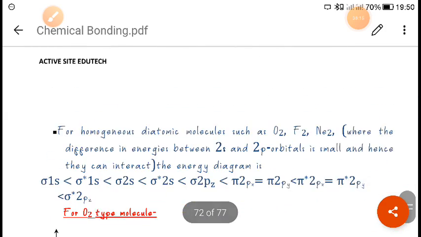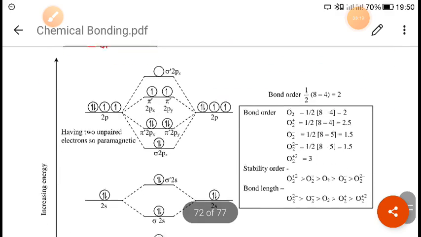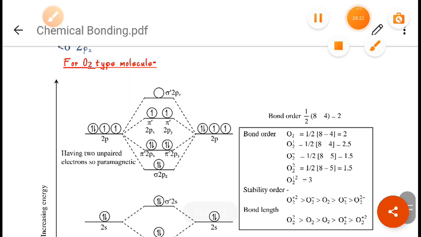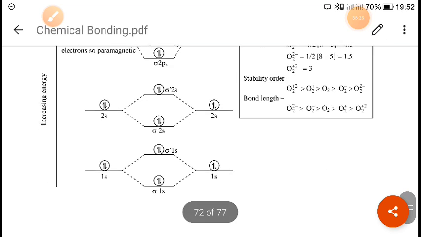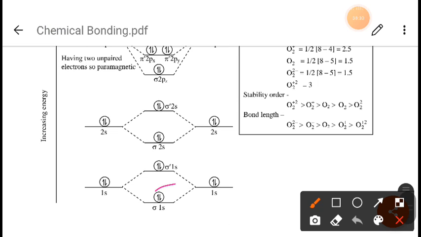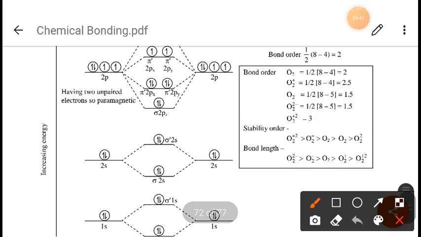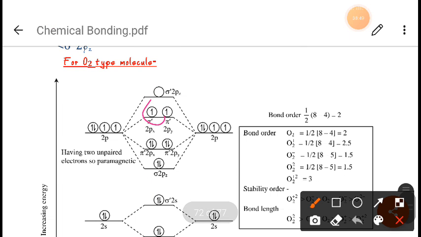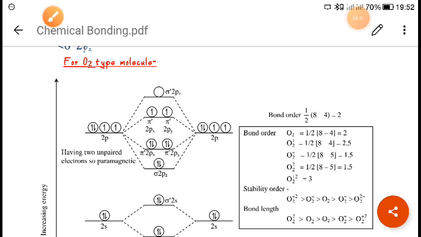Now next is oxygen. When we talk about oxygen, as you can see 1, 2, 3 and 4, and 1, 2, this one we will leave because this is 1s, in the K shell. So it will form 4 bonding and 4 anti-bonding molecular orbitals. Let me show here: this one is 1, 2, 3 and 4, and here anti-bonding is 1, 2, 3 and 4, right? So it will form 4 bonding and 4 anti-bonding molecular orbitals.